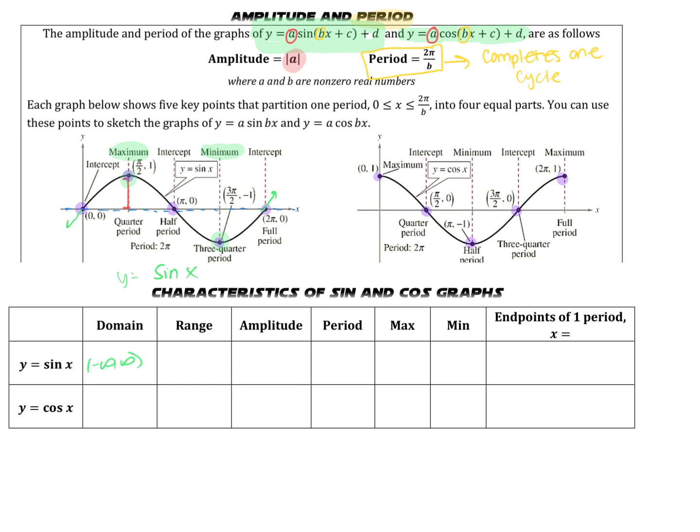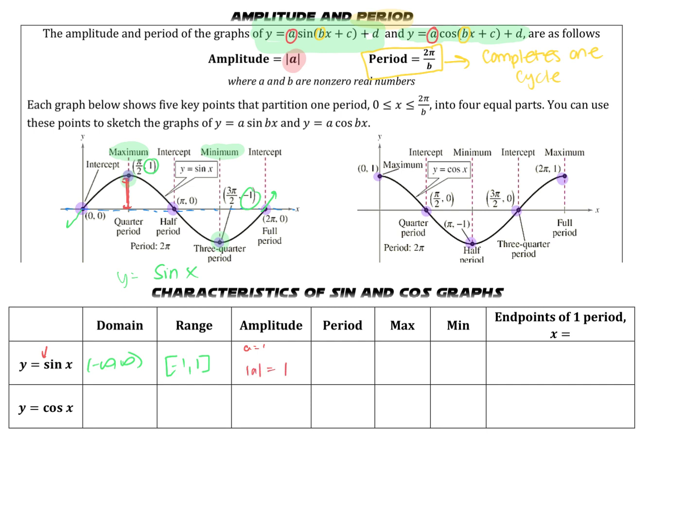The range, what is the highest value it ever gets to and the lowest value it ever gets to? That's going to be 1 and negative 1. So the range is from negative 1 to 1. The amplitude is going to be the absolute value of A. Well, in this case, A is 1, so the absolute value of A is 1.